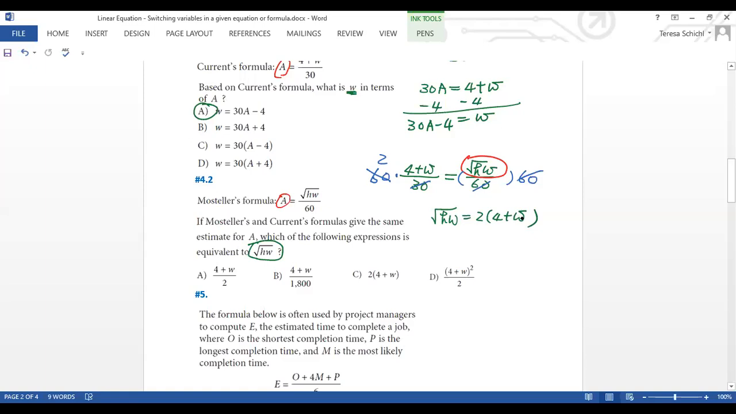Okay, so it's pretty straightforward, right? You just need to read the problem. What do they ask you to do?